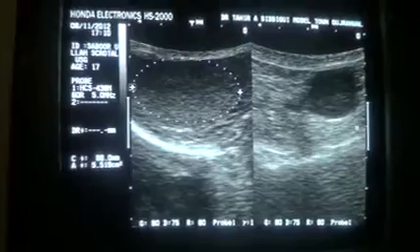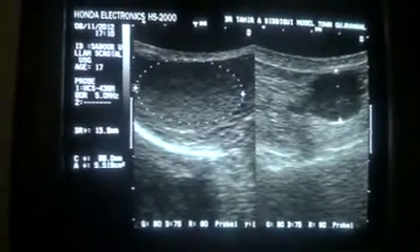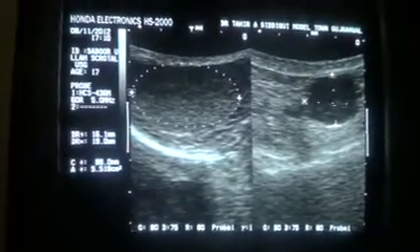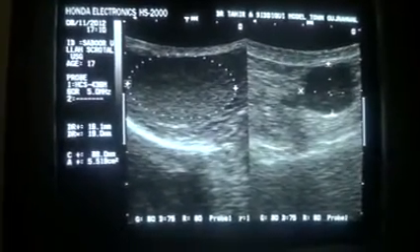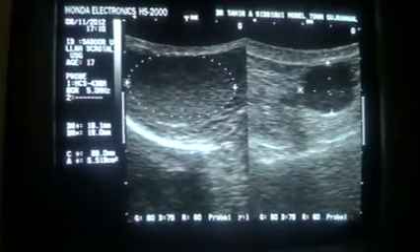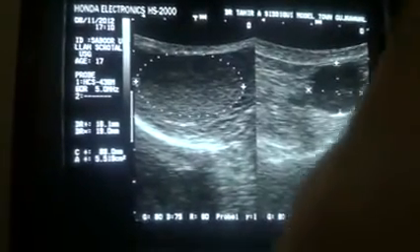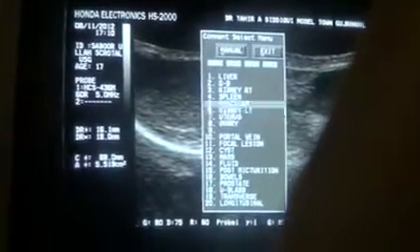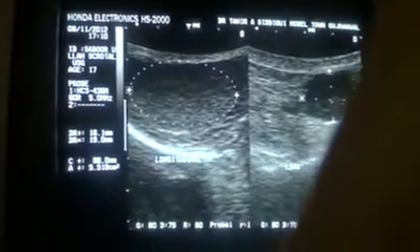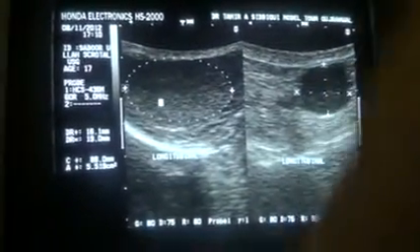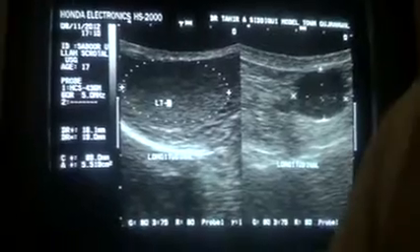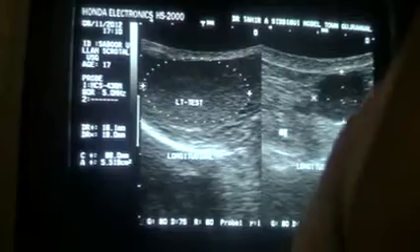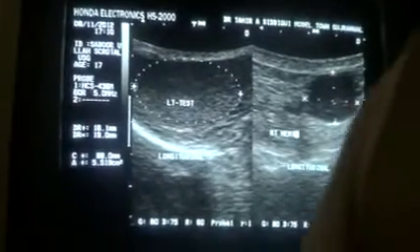This is the right hemiscrotum. Rather, we see only a hypoechoic area measuring approximately 16 by 19 millimeters in this section. So this is the longitudinal section of the left testis, and this is the longitudinal section of the right hemiscrotum.